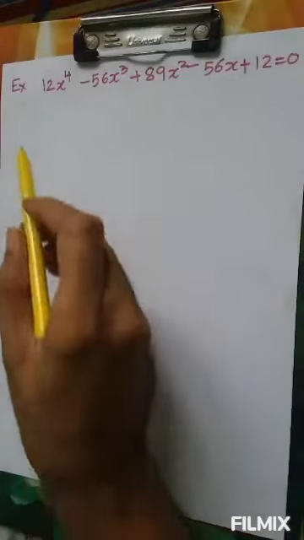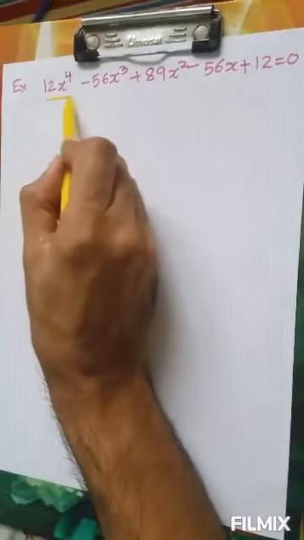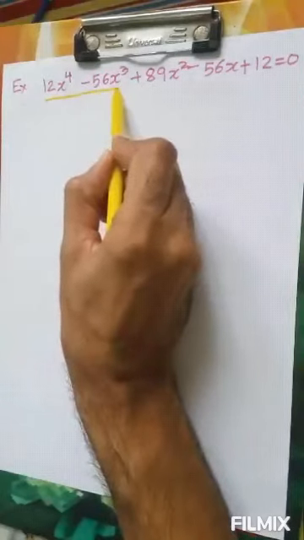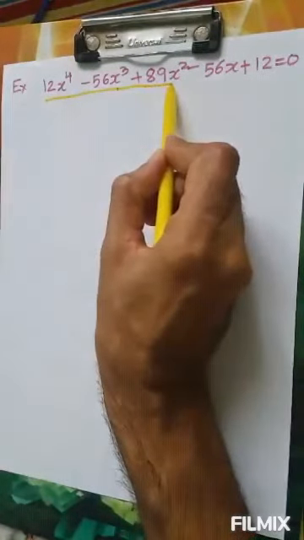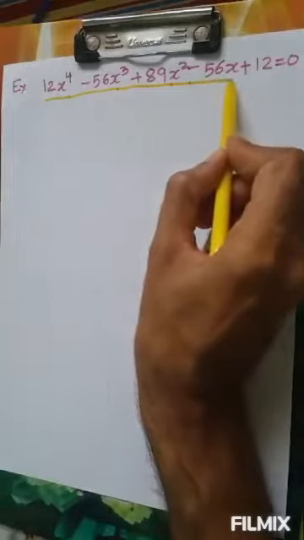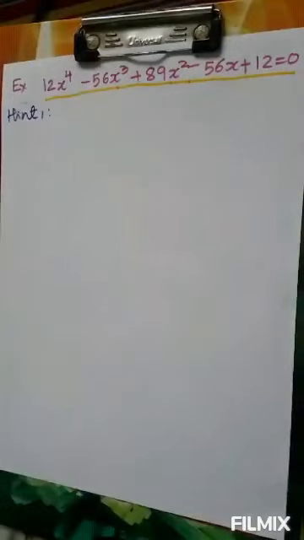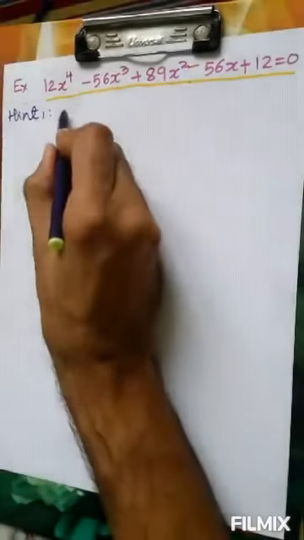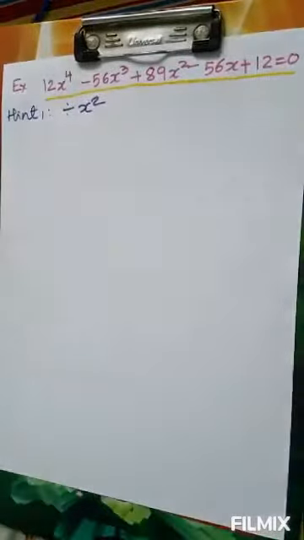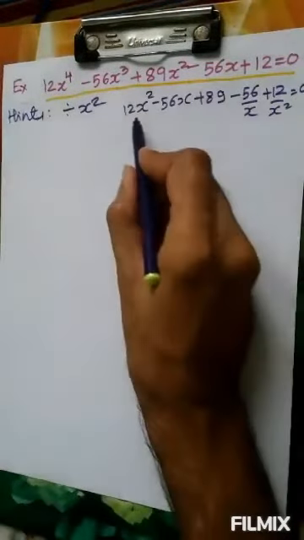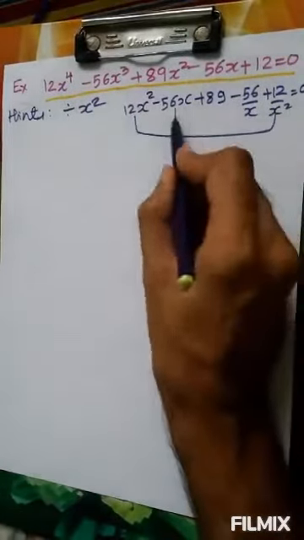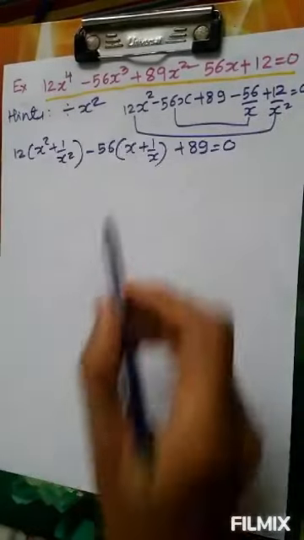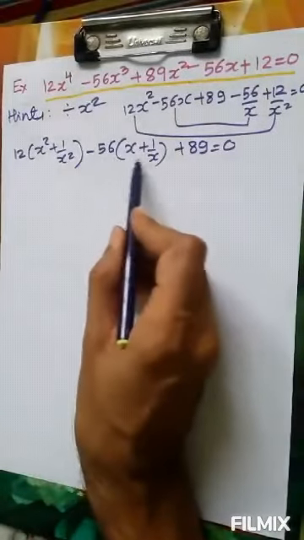Let's try this example now. 12x to the power 4 minus 56x cube plus 89x square minus 56x plus 12 equals 0. Try this. So the first level of hint is divide by x square, tie this term and this term. You will get this, okay?